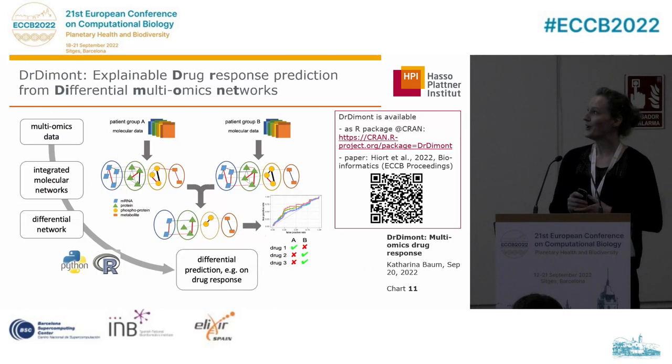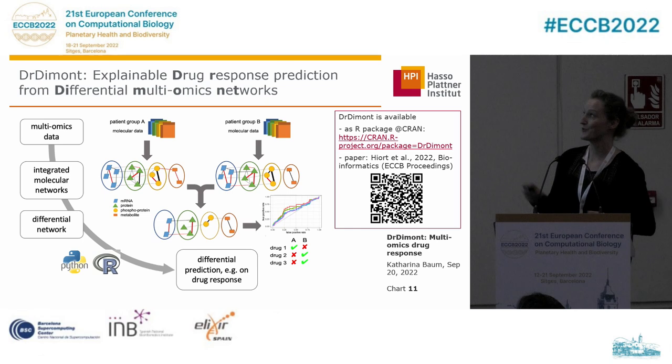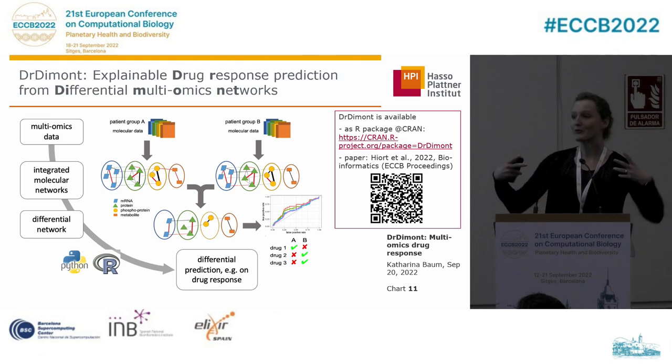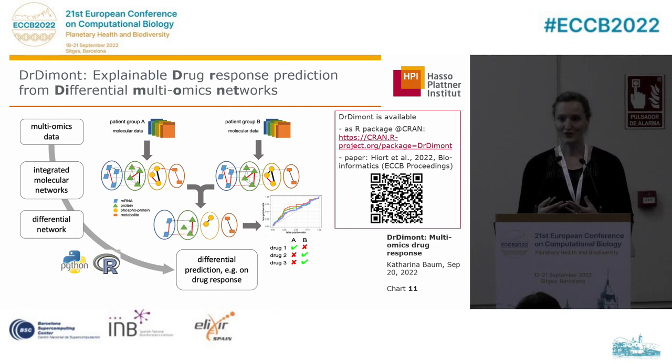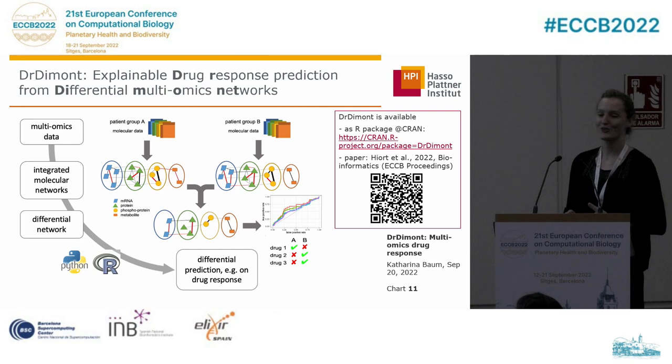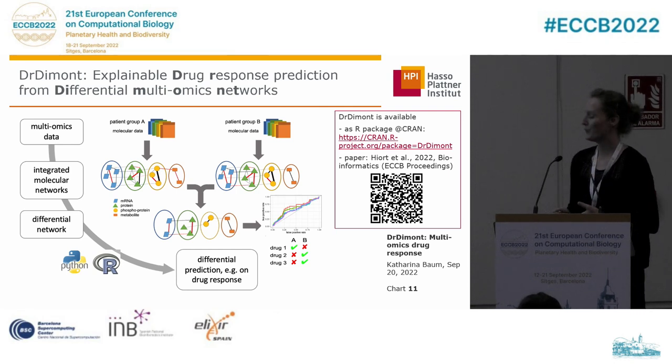Okay. This is Dr. Diamond. It's an abbreviation, so drug response prediction from differential multi-omics data. It's generating integrated molecular networks for each patient group, computing the differential network and deriving predictions from that. It's available as an R package on CRAN, check it out, and also the paper is online now. It's in the ECCB proceedings. I'd be really happy if you checked it out and tried it out.